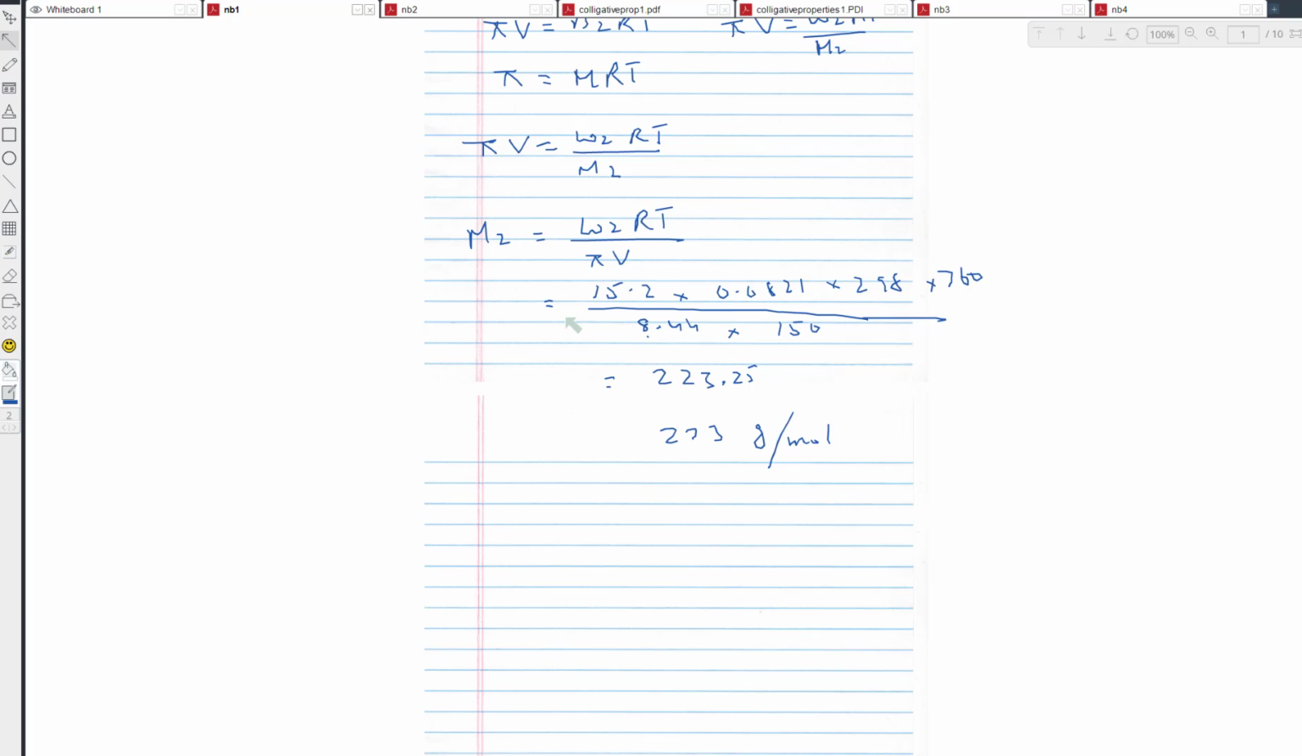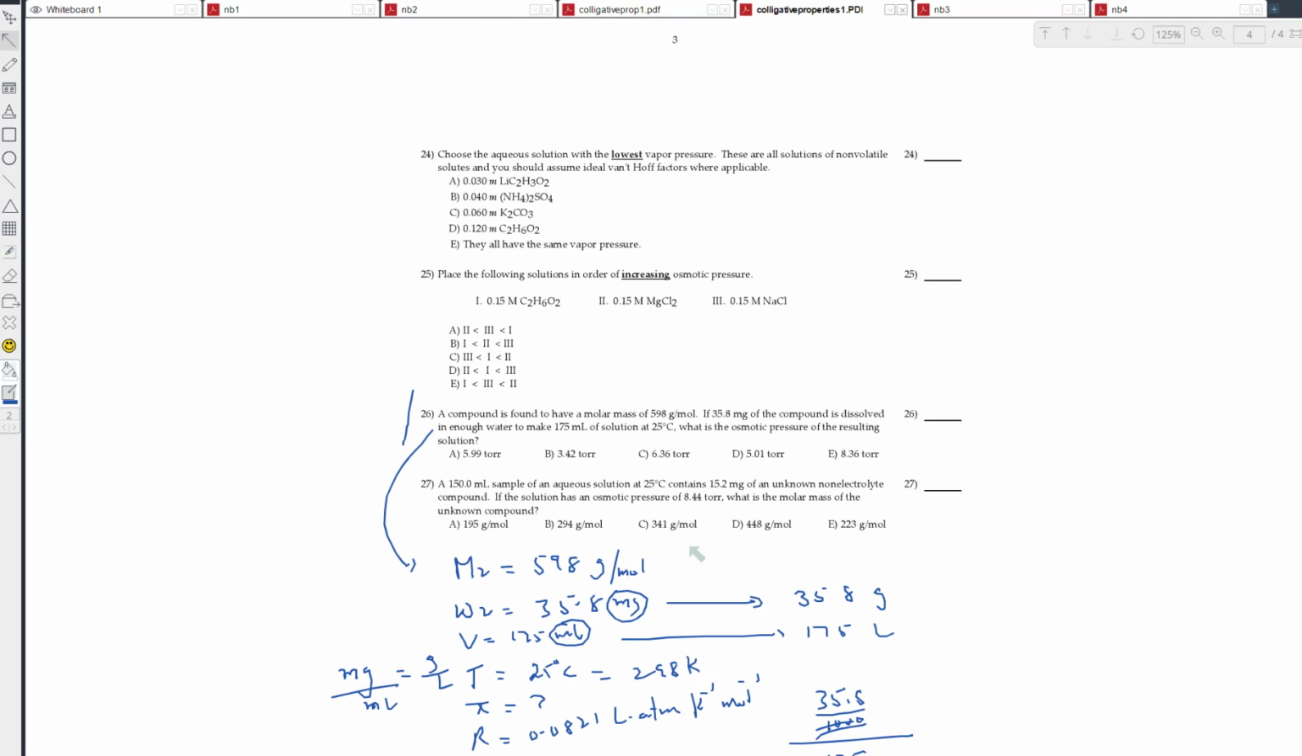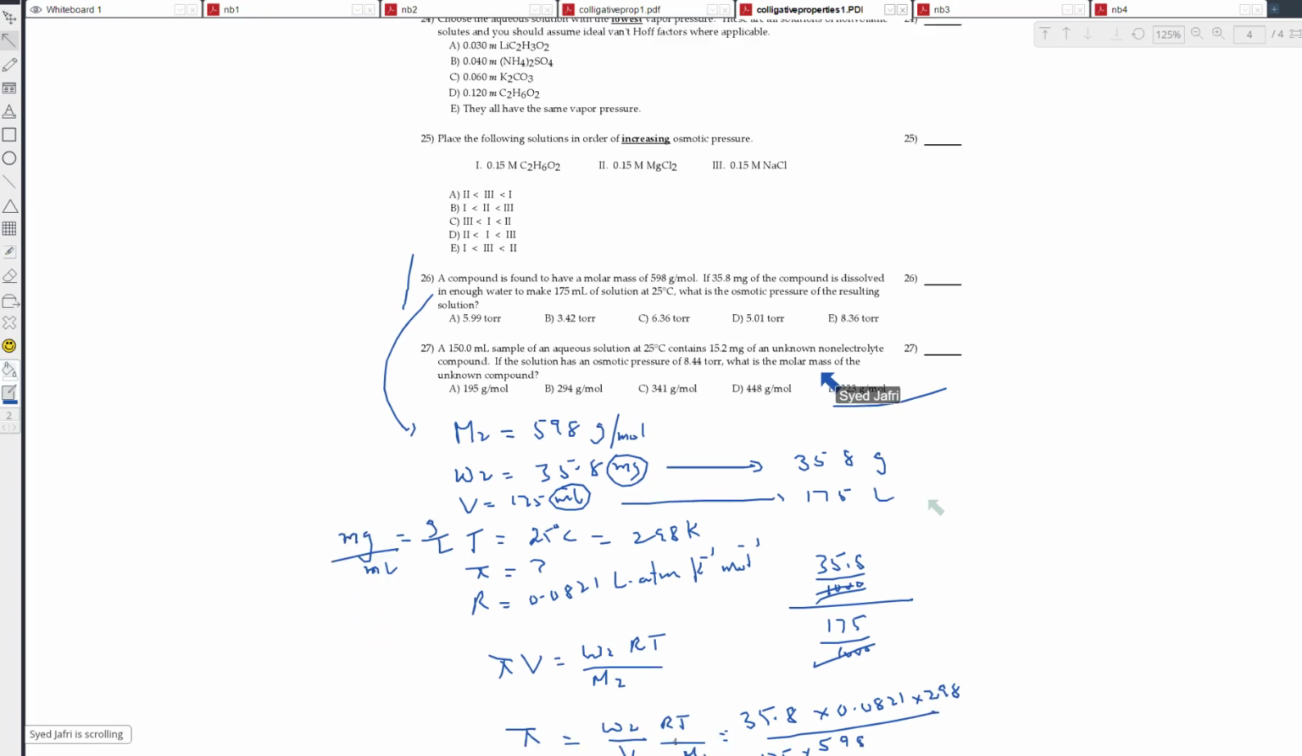Let's see whether we have this answer here. 223, closer to that one. Yes, we have it already here. So because in an exam the time is also important, try to save time as much as possible. Why do we waste time changing into liter and milligram? I will get the same result. You're right.